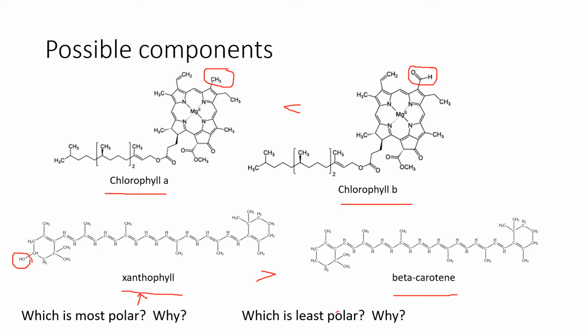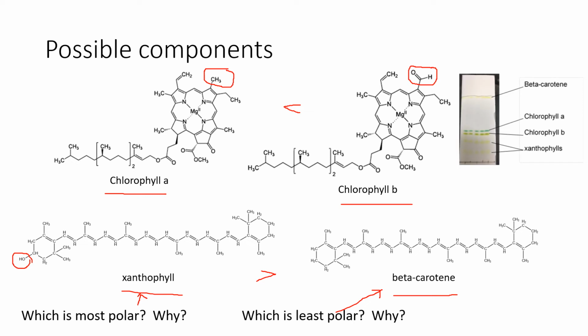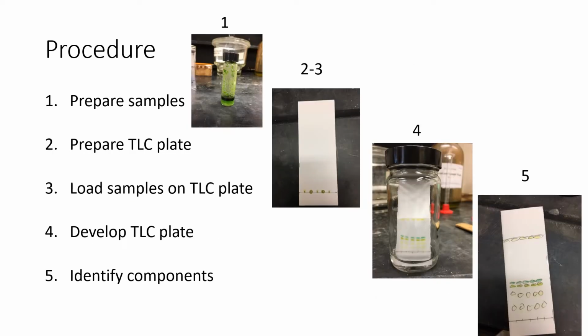But the beta carotene is actually the least polar component here because it contains only the carbon and hydrogen atoms, while the other three have oxygen atoms in there. So looking at the TLC plate here, it should be consistent with what we just talked about. So that's so much for the background information of the lab. Now we will go on to talk about the procedure.